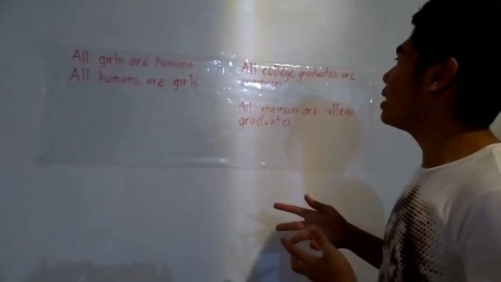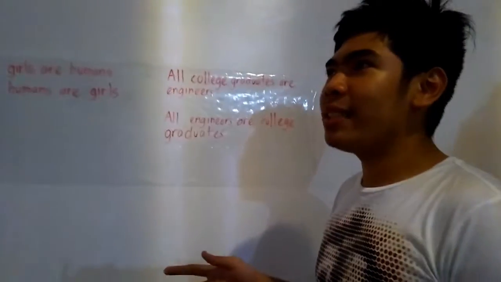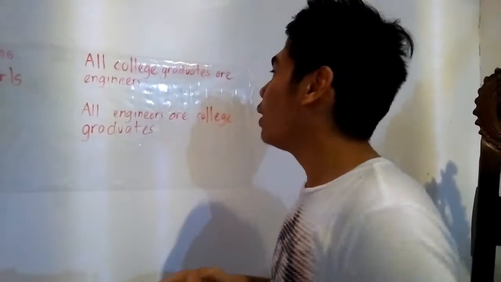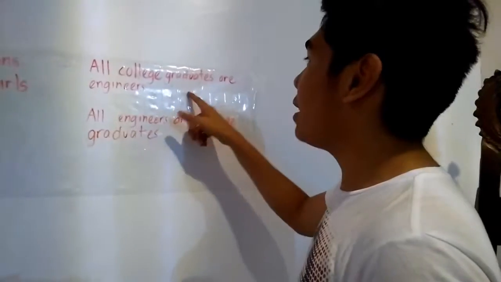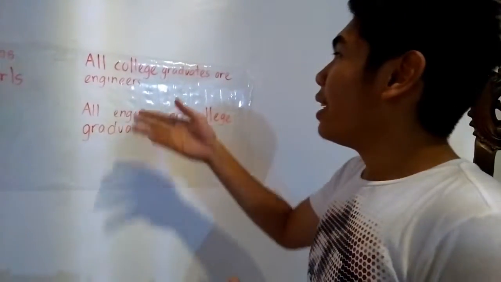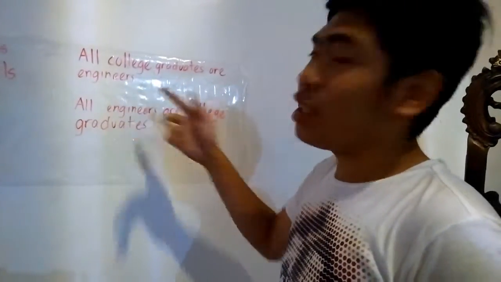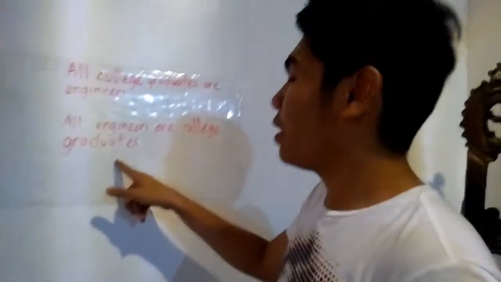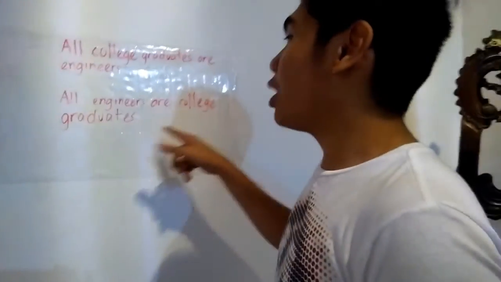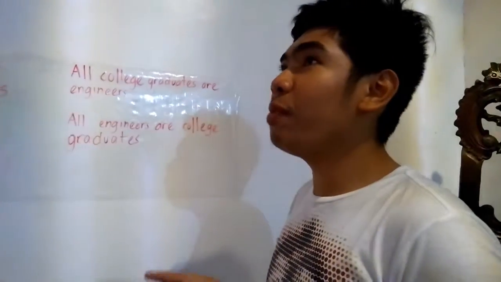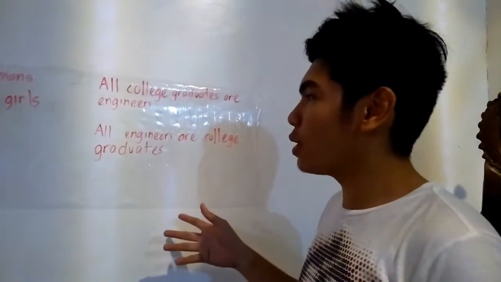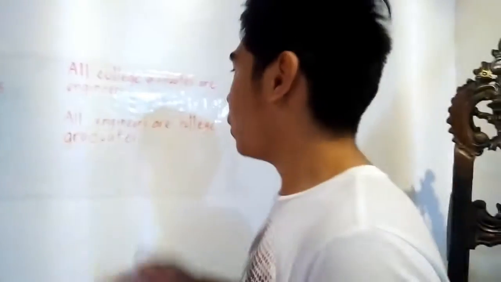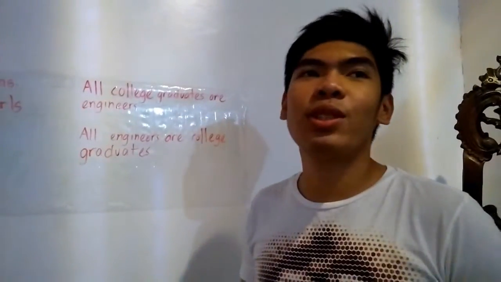The next rule is that if the one is false, then the other is doubtful. An example is all college graduates are engineers. It is universal and it is false. The other is all engineers are college graduates. All engineers are college graduates is doubtful. Doubtful means it is either true or false, and in this situation, it is true. So it is the law of contrariety.